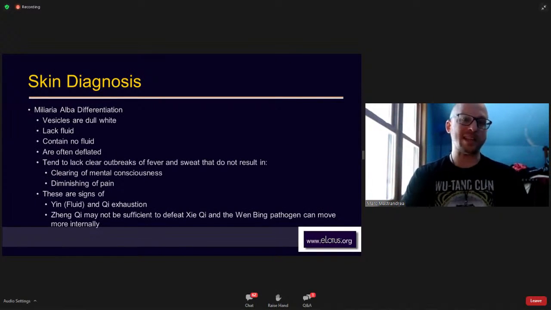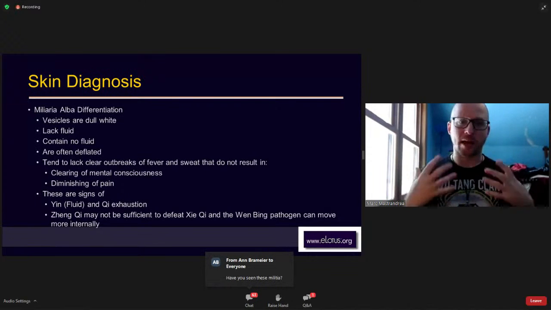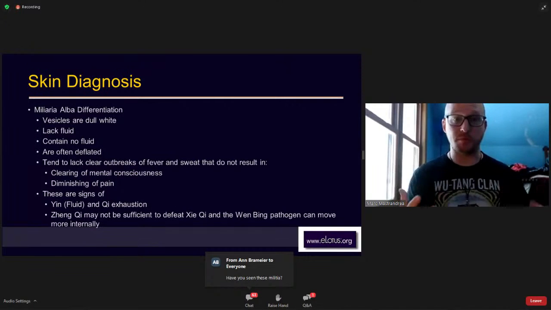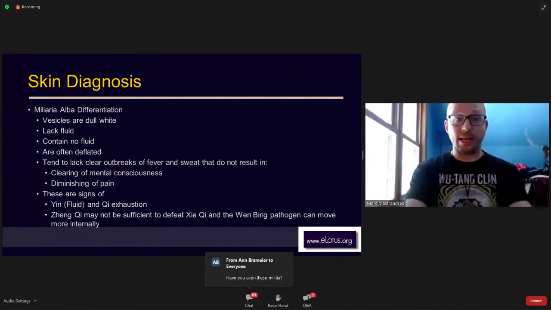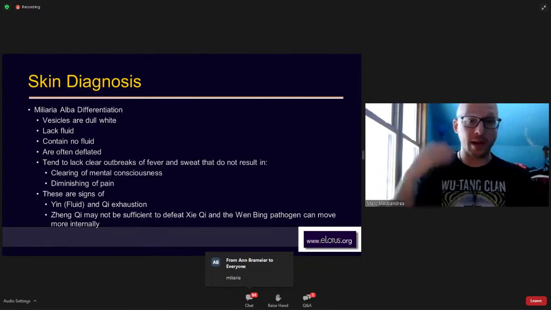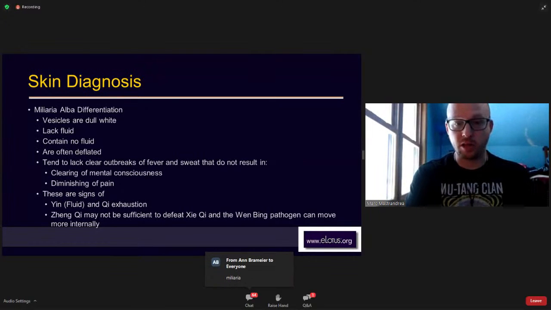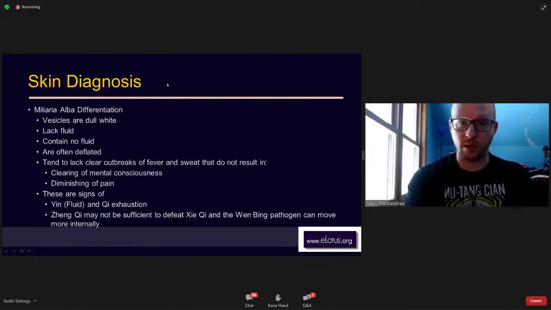However, if this is a dull, not really full blisters, right? They lack fluid. They contain no fluid, or they're often deflated. This is a sign that they tend to lack a clear outbreak, and the mind might not become clear. The pain is still there. This is a sign that yin fluids are exhausted, that qi is exhausted, right? The zheng qi may not be sufficient to deal with the shi xie, right? So we're just reviewing this a bit.